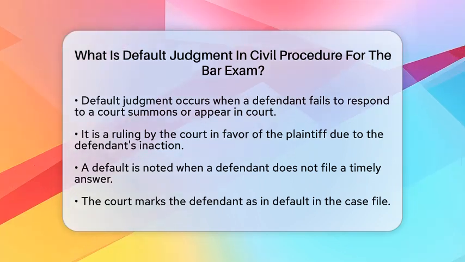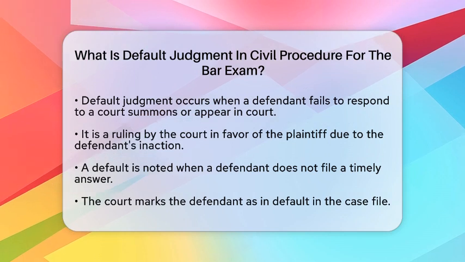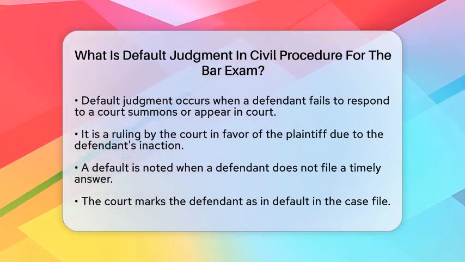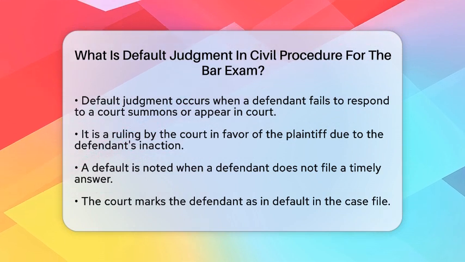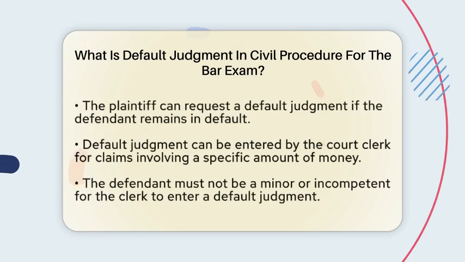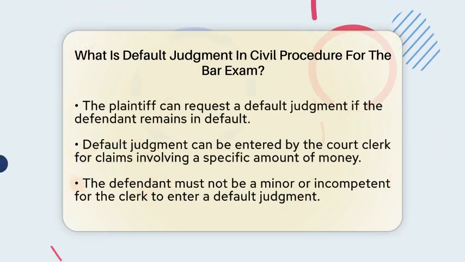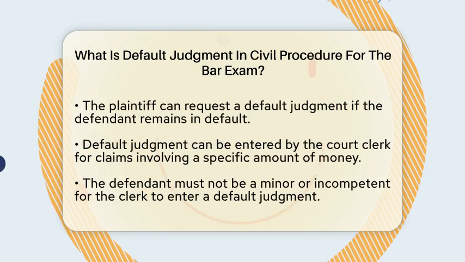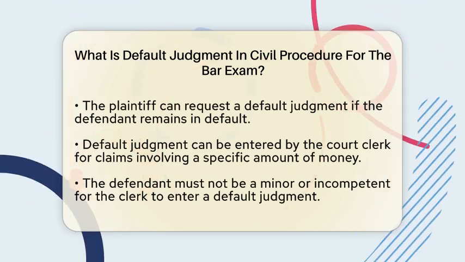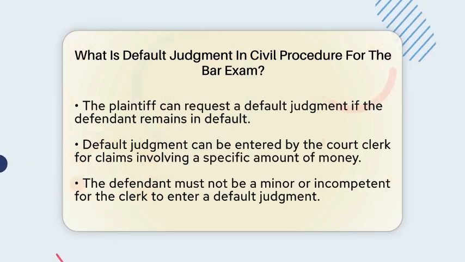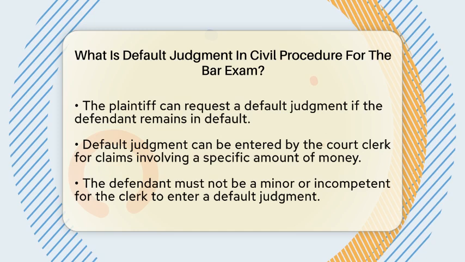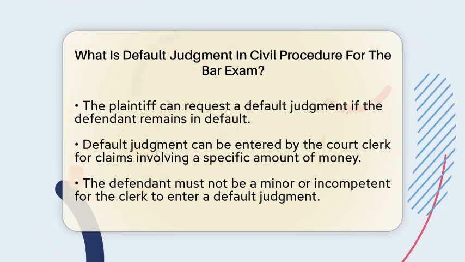Let's break it down. First, what is a default? A default occurs when a defendant does not file a timely answer with the court. This means they have not defended themselves against the claims made by the plaintiff. The court then notes this in the case file, marking the defendant as in default. If the defendant remains in default, the plaintiff can request a default judgment. This is essentially a judgment entered against the defendant because they have not taken any action to defend themselves.